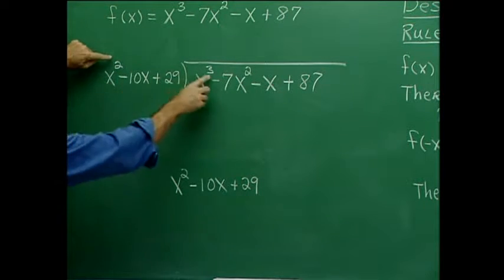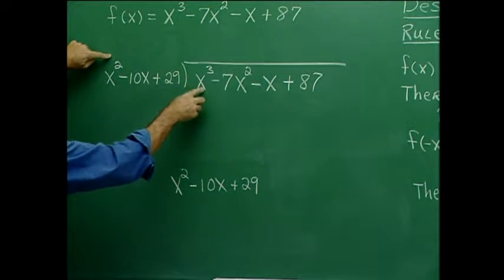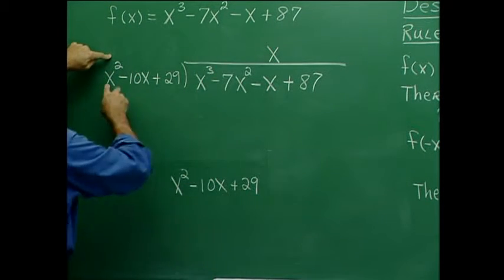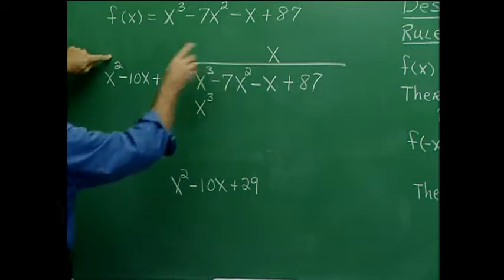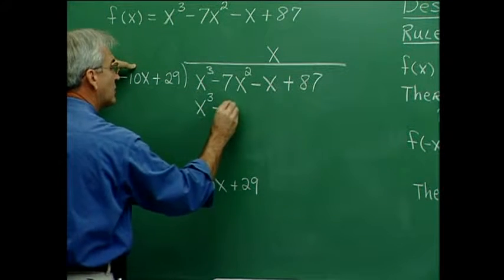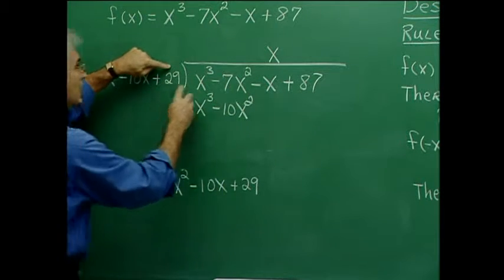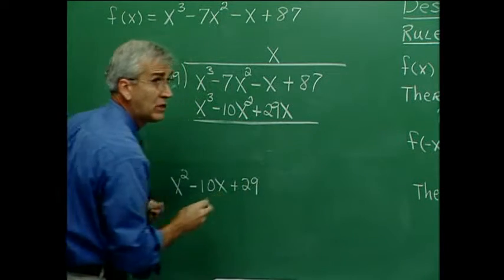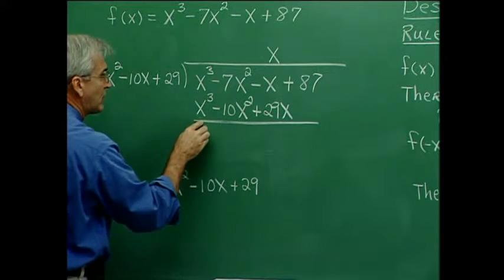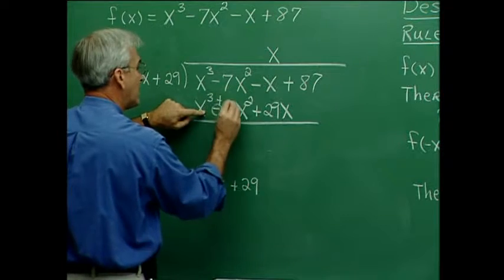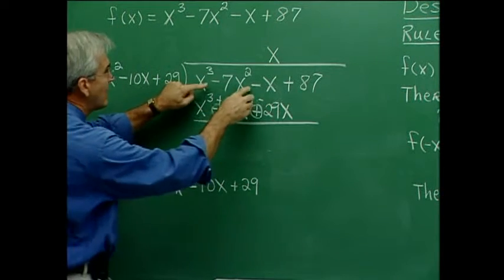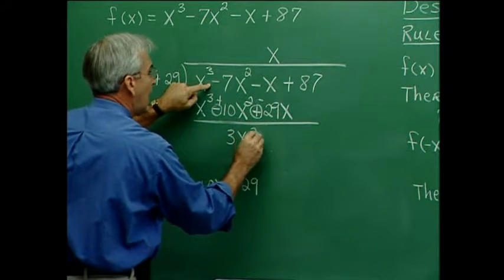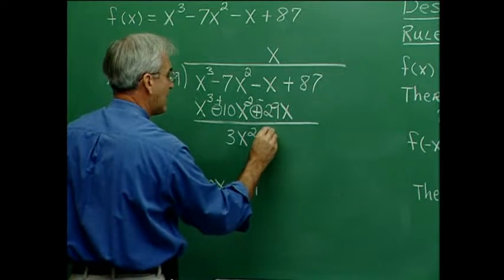All right, we're dividing. First term into first term here, we have x squared into x cubed goes x times, so I'll put the x here. And now I'll multiply back. x times x squared is x cubed, and then x times minus 10x is minus 10x squared, and then x times 29 is 29x. And then we draw the line and subtract, which means that we change signs and add. This situation is trivial. We're going to change this sign to plus, change this sign to minus. Minus 7x squared plus 10x squared is 3x squared. And then minus 29x with minus x is minus 30x.